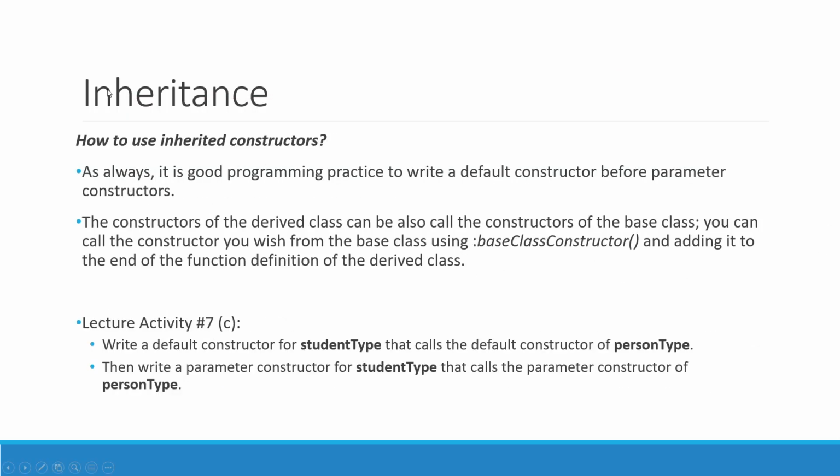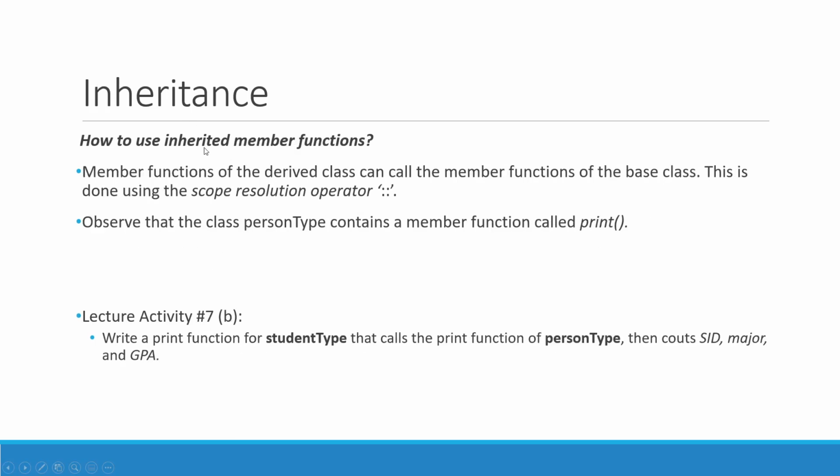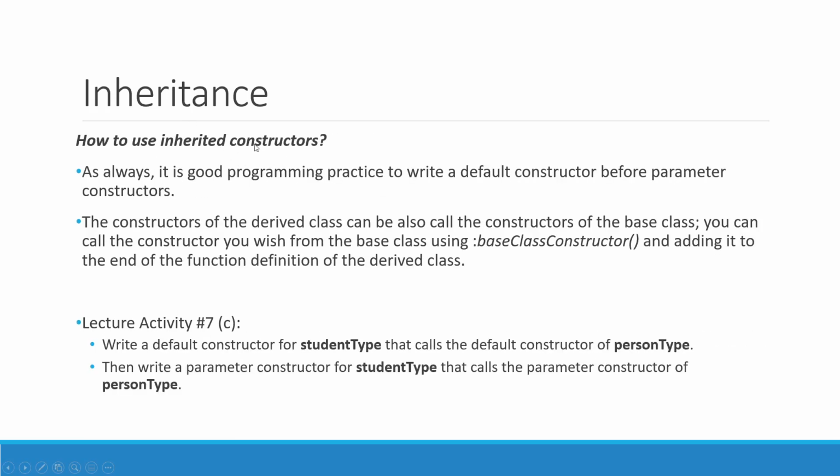Alright, so the other thing that you need to know, aside from using inherited member functions, is how to use inherited constructors. Now, when it comes to inheriting constructors, it's a bit tricky. Well, it's not really tricky, it's just not intuitive. You'll see what I mean. As always, it is good programming practice to write a default constructor before parameter constructors. And if you recall from the previous lecture activity, default constructors accept no parameters. Parameter constructors do accept parameters.